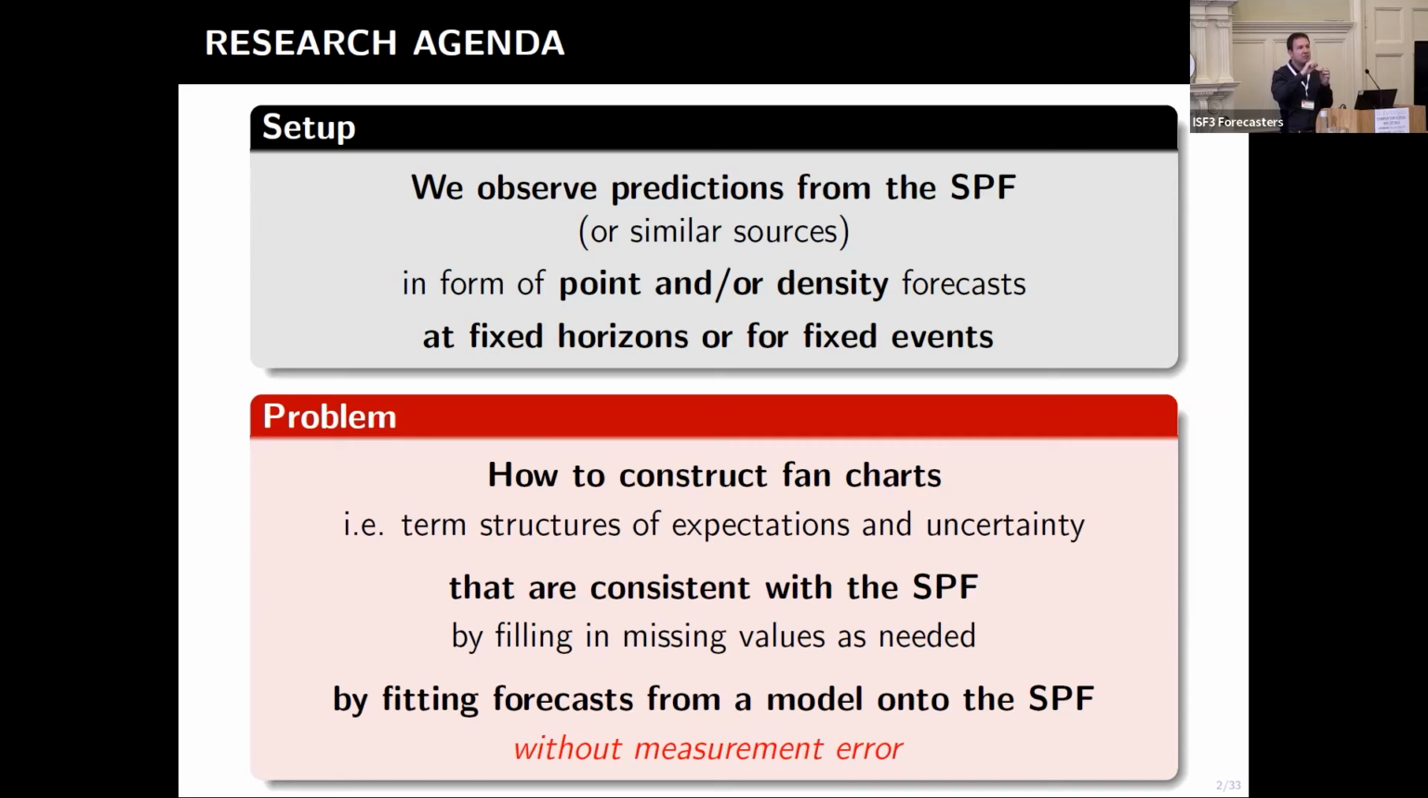Namely, we are filling in the missing values and we fit forecasts from a model onto the Survey of Professional Forecasters without resorting to using measurement error between the model and the survey. Namely, we take those point forecasts from the Survey of Professional Forecasters literally, and our model is able, as I will show you, to exactly replicate and exactly fit those points and fill out the necessary points which are not in the survey.